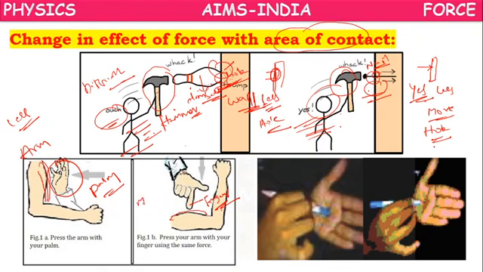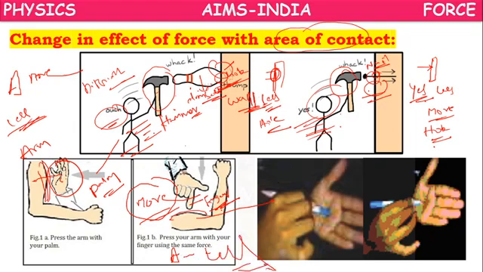Then you can feel more force. When you press with your palm, you can feel less force. On the same spot, if you press with your finger, you can feel more force. Why? When you are pressing with your palm, the area of contact is more. When you are pressing with your finger, the area of contact is less. So we can prove that force depends on area of contact.